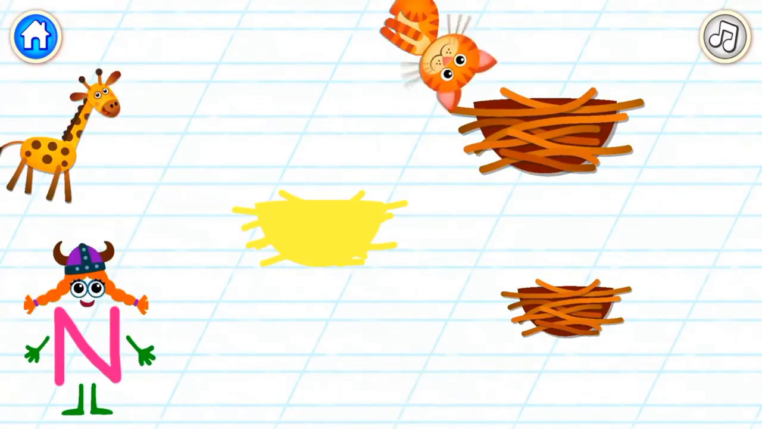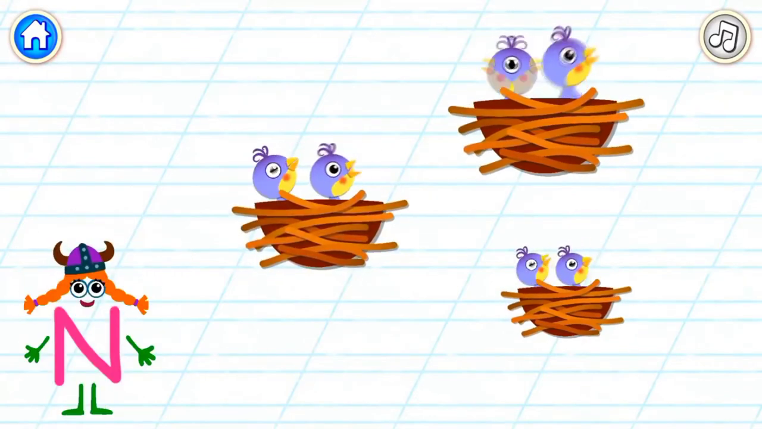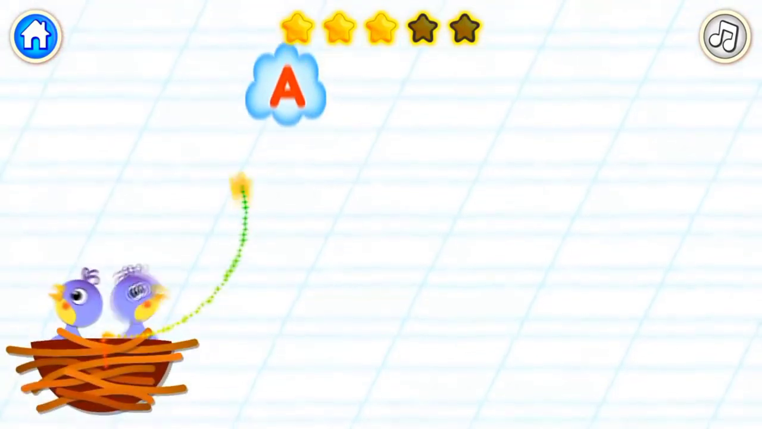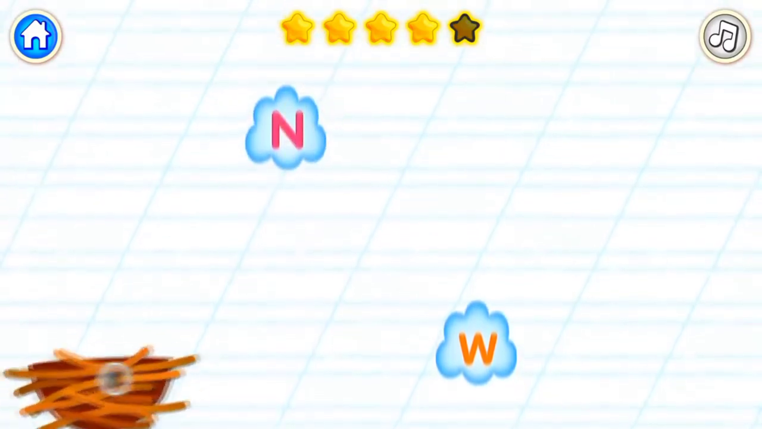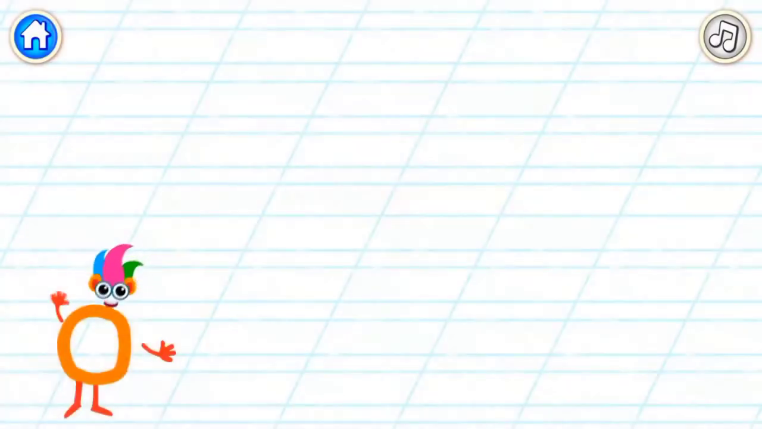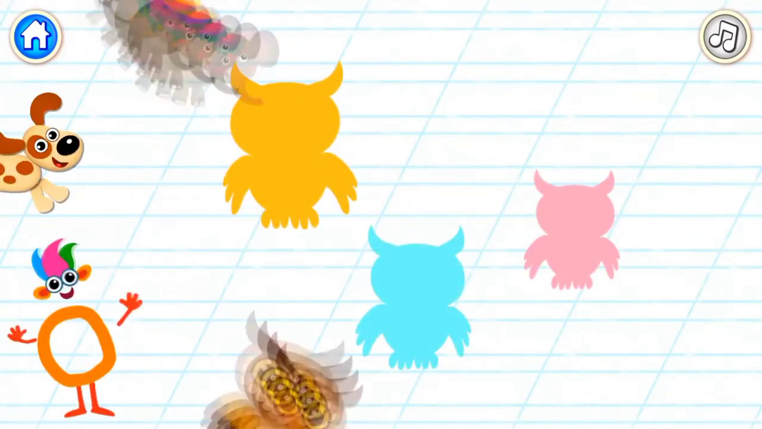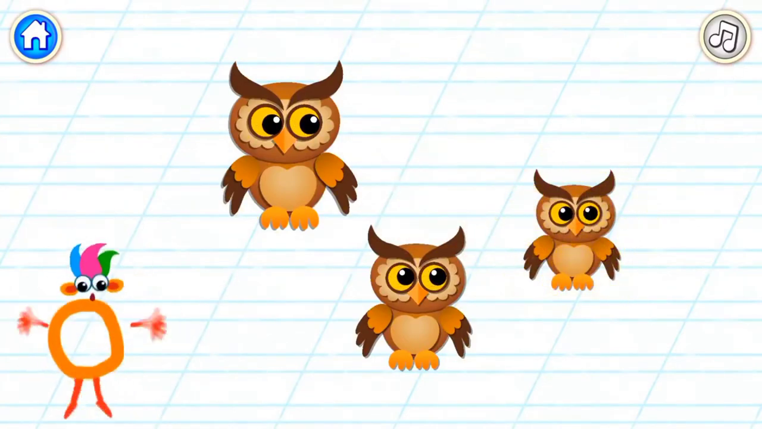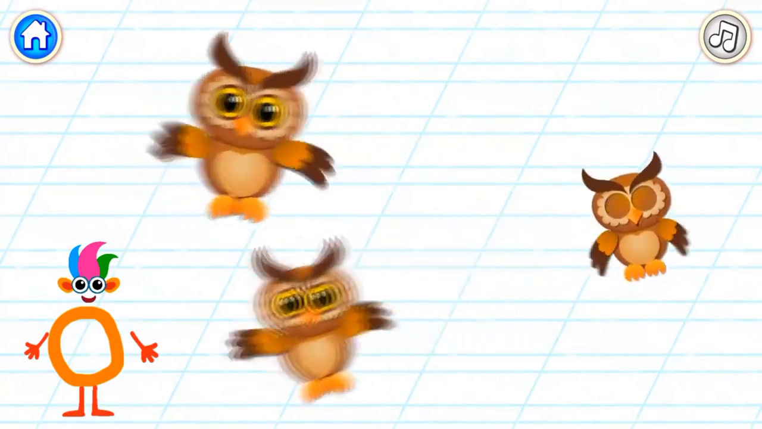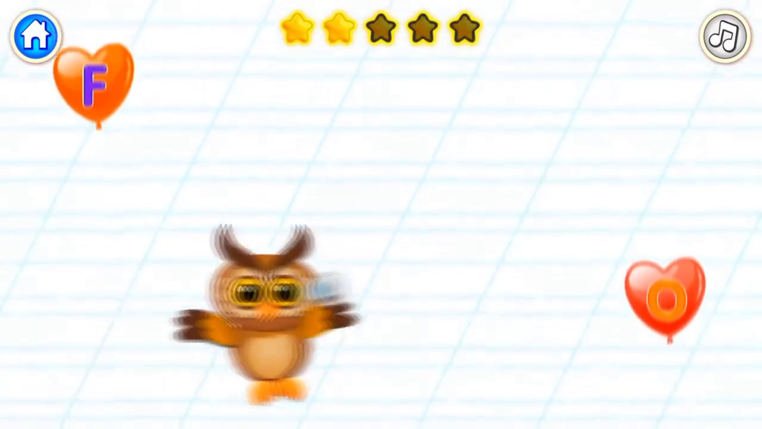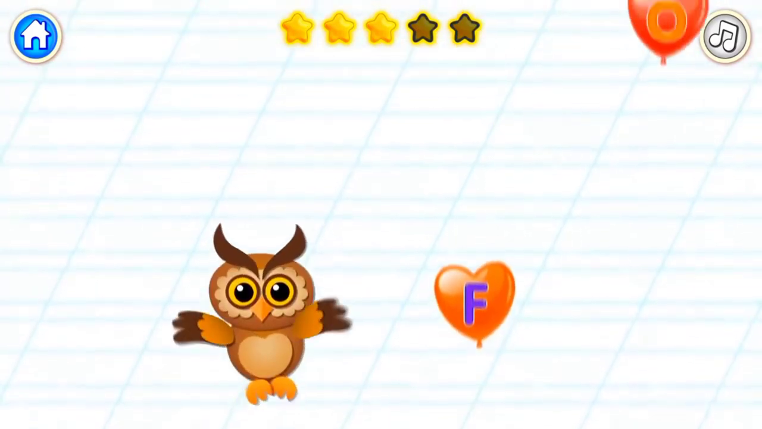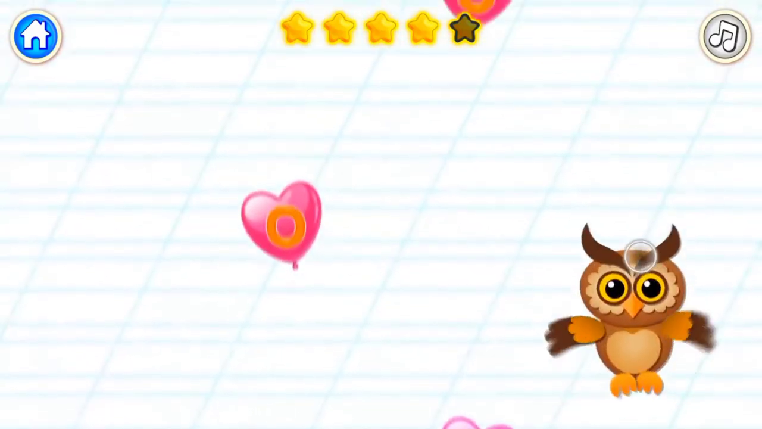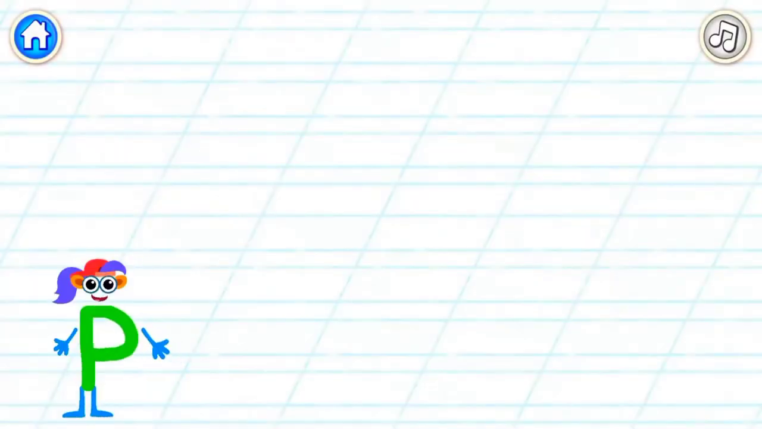Orange. P is for pony. Nest. Pony. O is for owl. Tiger. P is for pig.